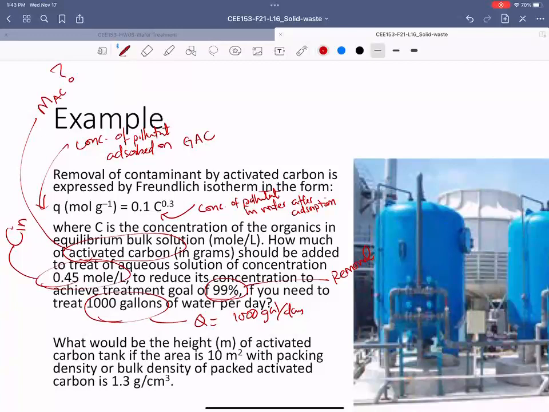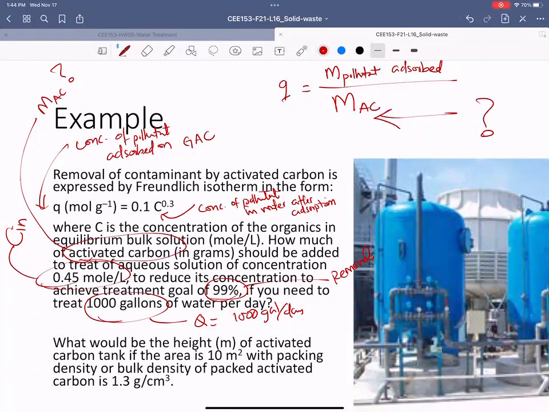How much activated carbon you need. If you know what Q is: the concentration of pollutants in activated carbon. Q is basically the mass of pollutants absorbed per mass of activated carbon, because the concentration is moles per gram of activated carbon. So you have to put this value over there and get the answers.